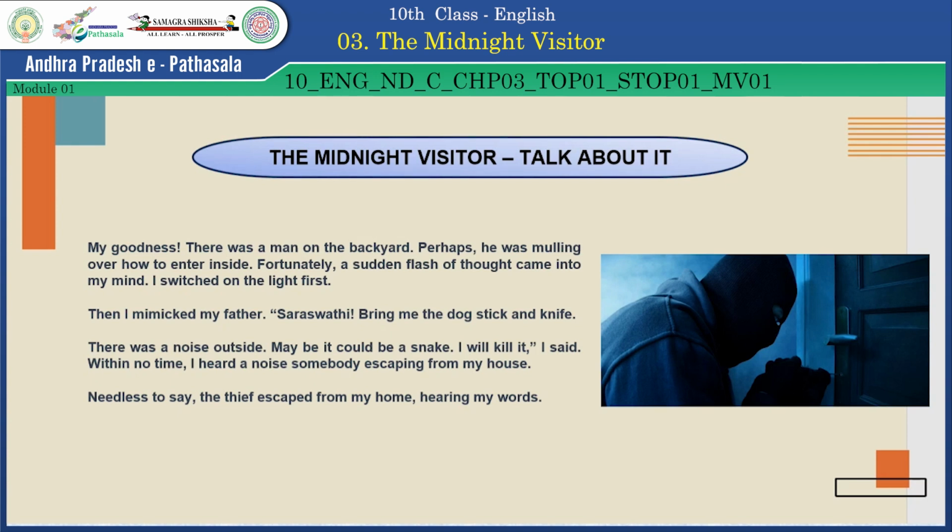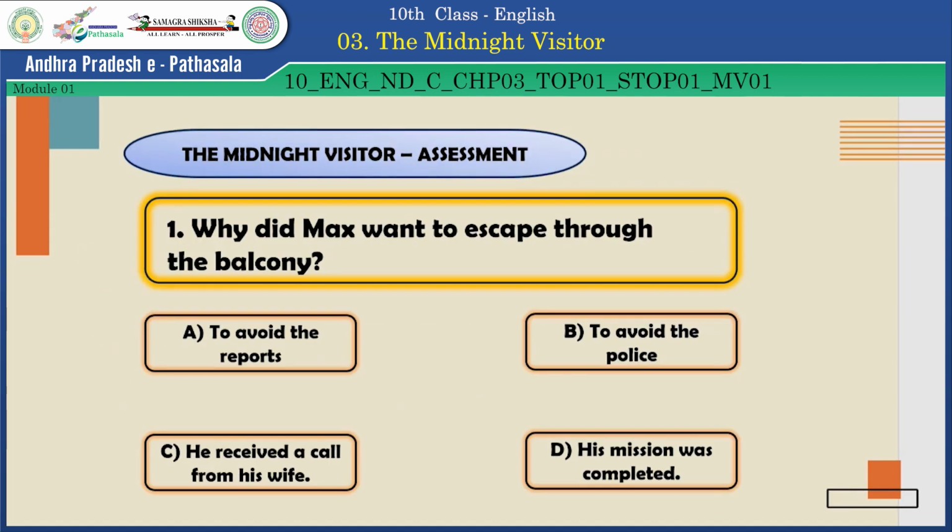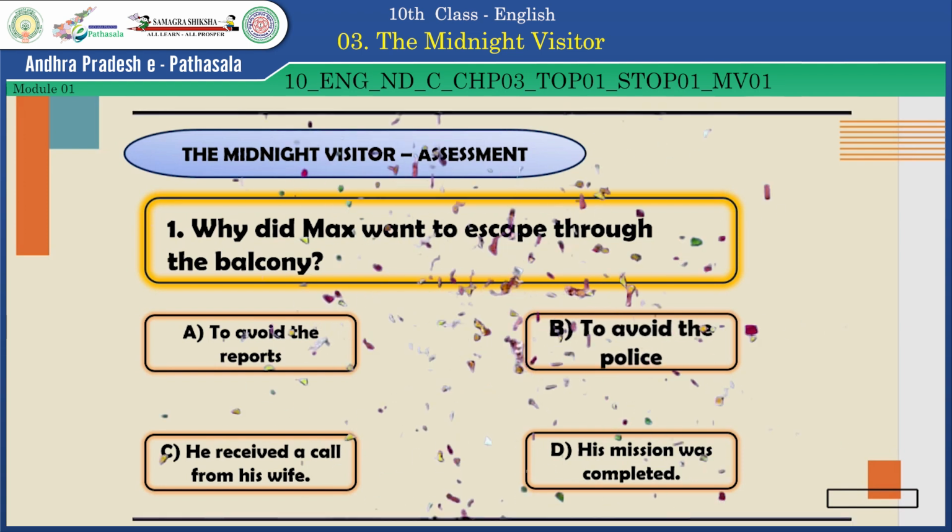Let's proceed to assessment questions. Dear children, here are a few assessment questions for you. Question number 1. Why did Max want to escape through the balcony? Options: A. To avoid the reports. B. To avoid the police. C. He received a call from his wife. And D. His mission was completed. You are correct. The right answer is B. To avoid the police.